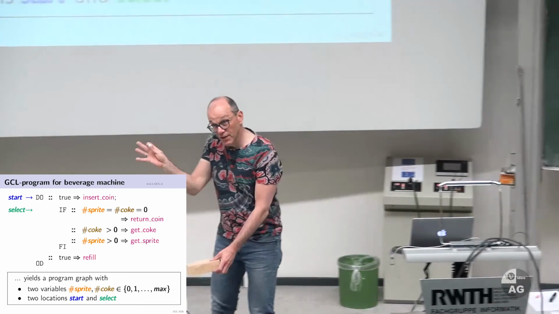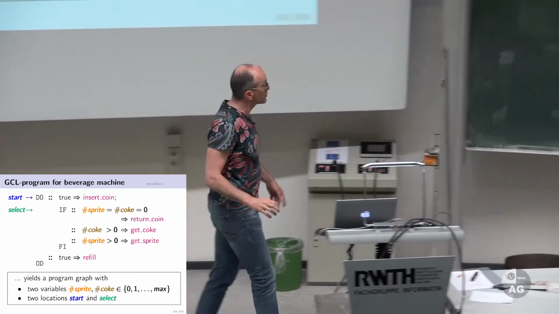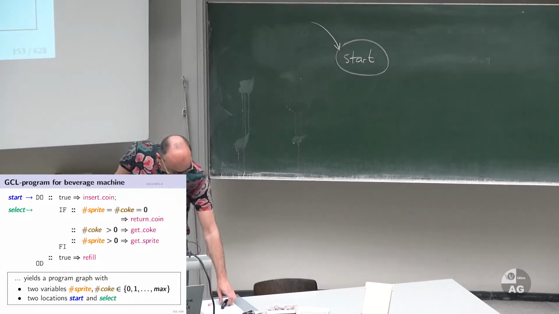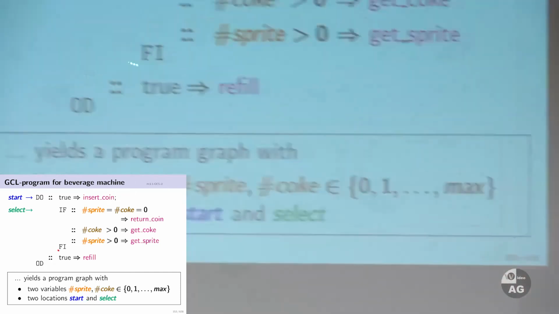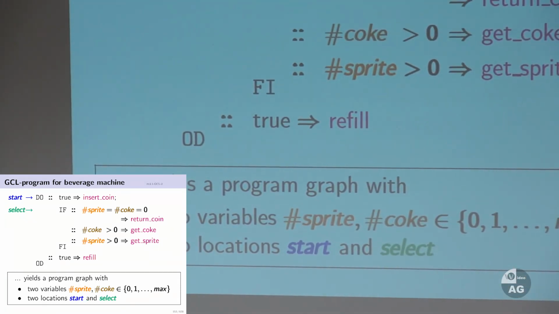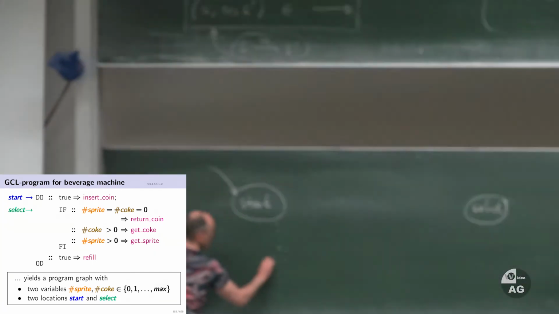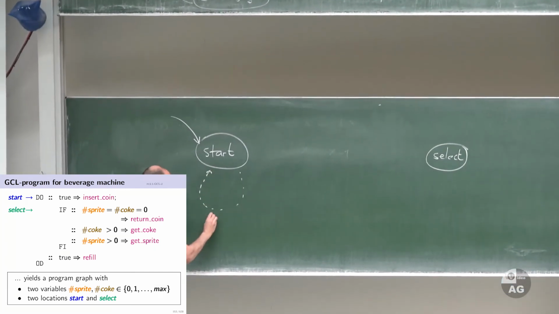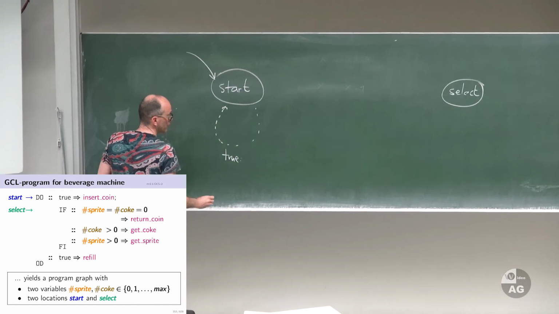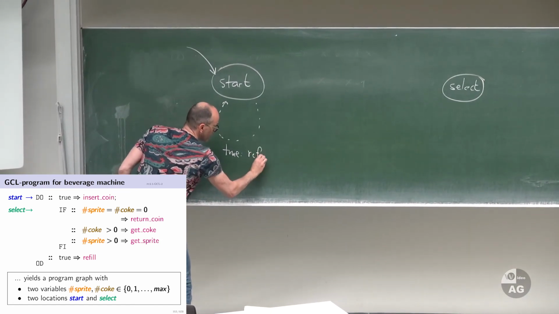I'm not talking about the states yet, I'm only talking about the program graph, right? What is possible in start? What are two possibilities? Let's first consider the refill. What will be the refill? The refill will be, we have an edge, moves here. The guard says true. What can I do with the true? I can do a refill.